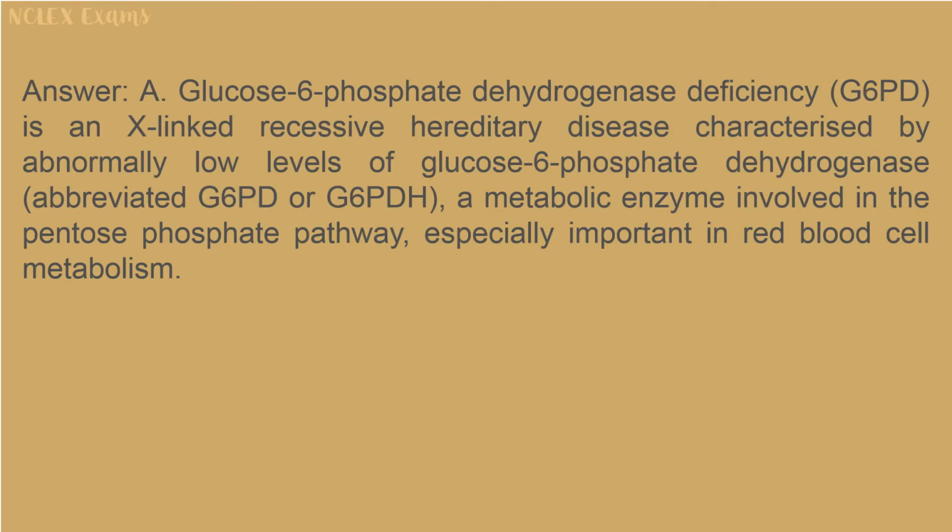Answer: A. Glucose-6-phosphate dehydrogenase deficiency. G6PD is an X-linked recessive hereditary disease characterized by abnormally low levels of glucose-6-phosphate dehydrogenase, abbreviated G6PD or G6PDH, a metabolic enzyme involved in the pentose phosphate pathway, especially important in red blood cell metabolism.